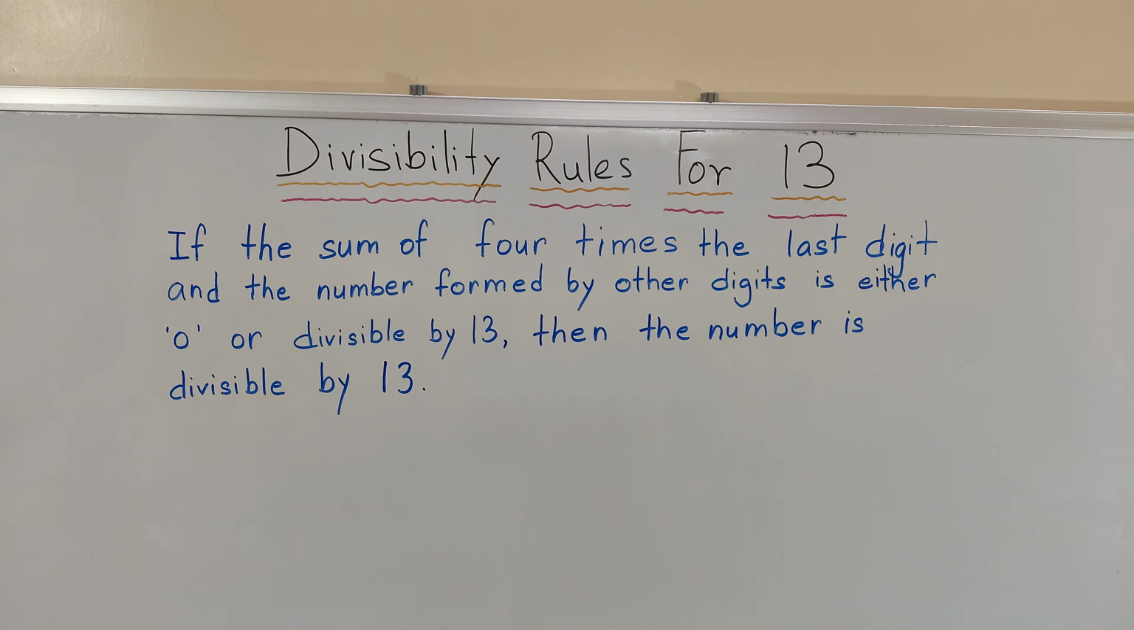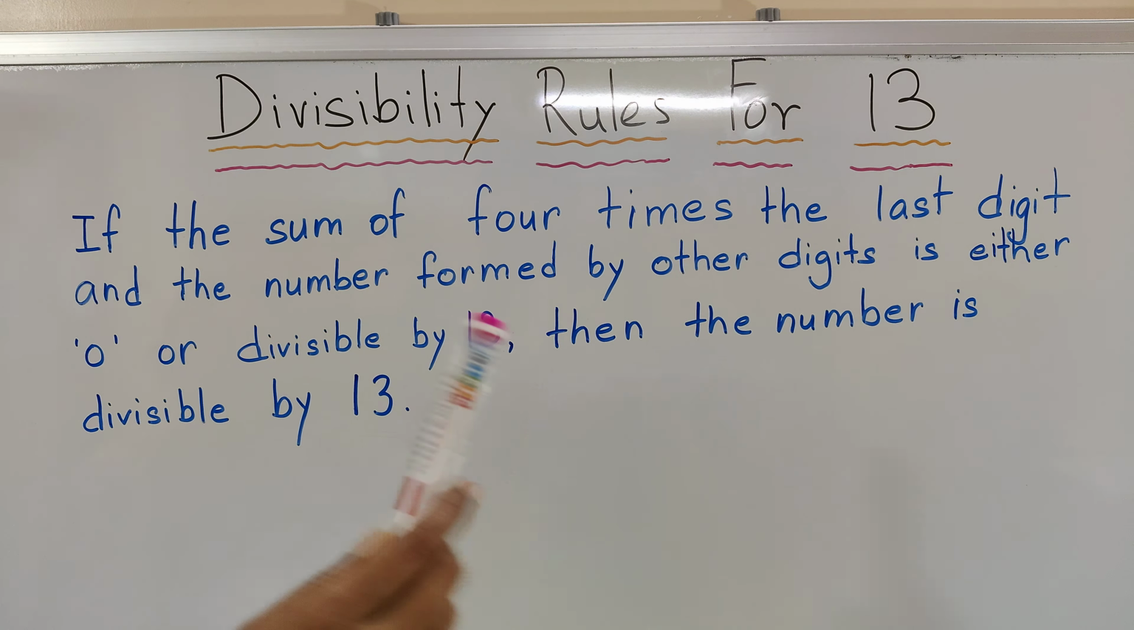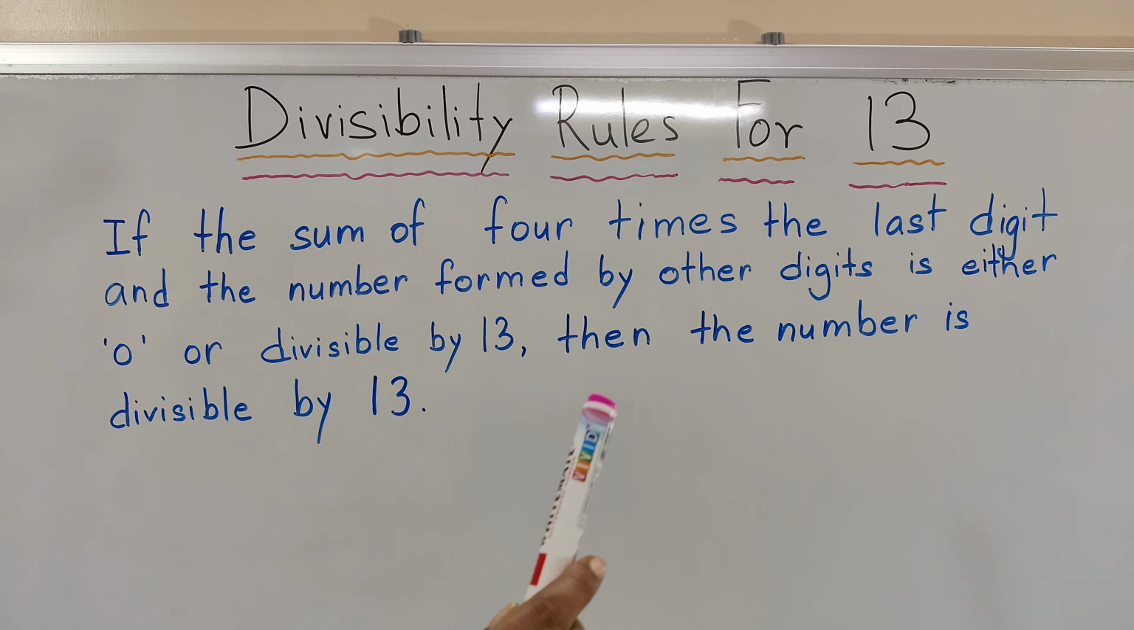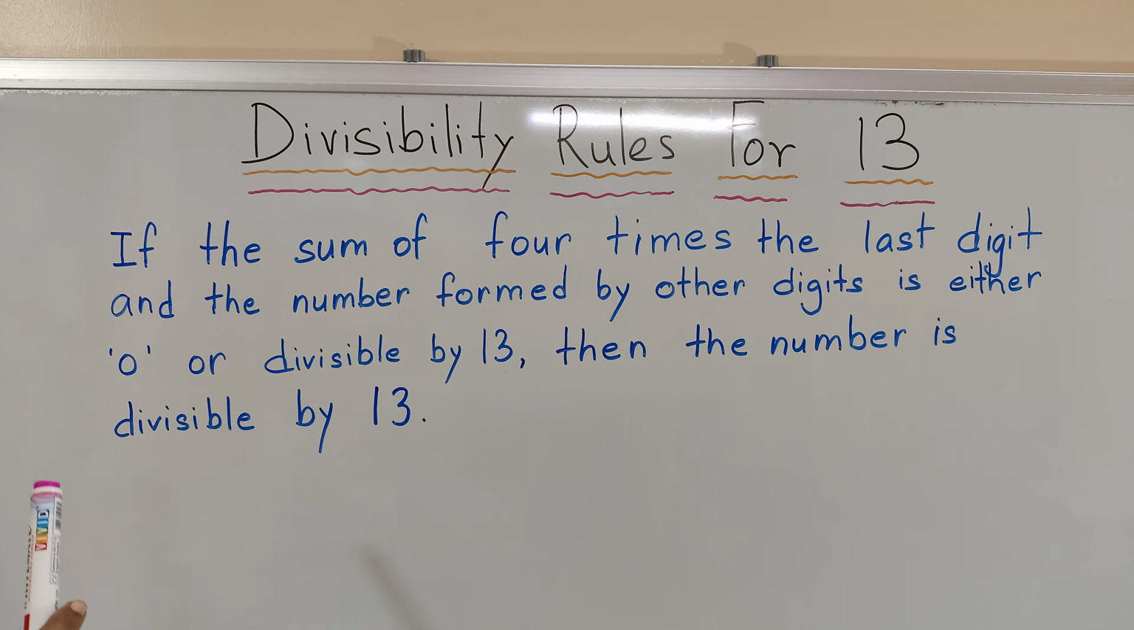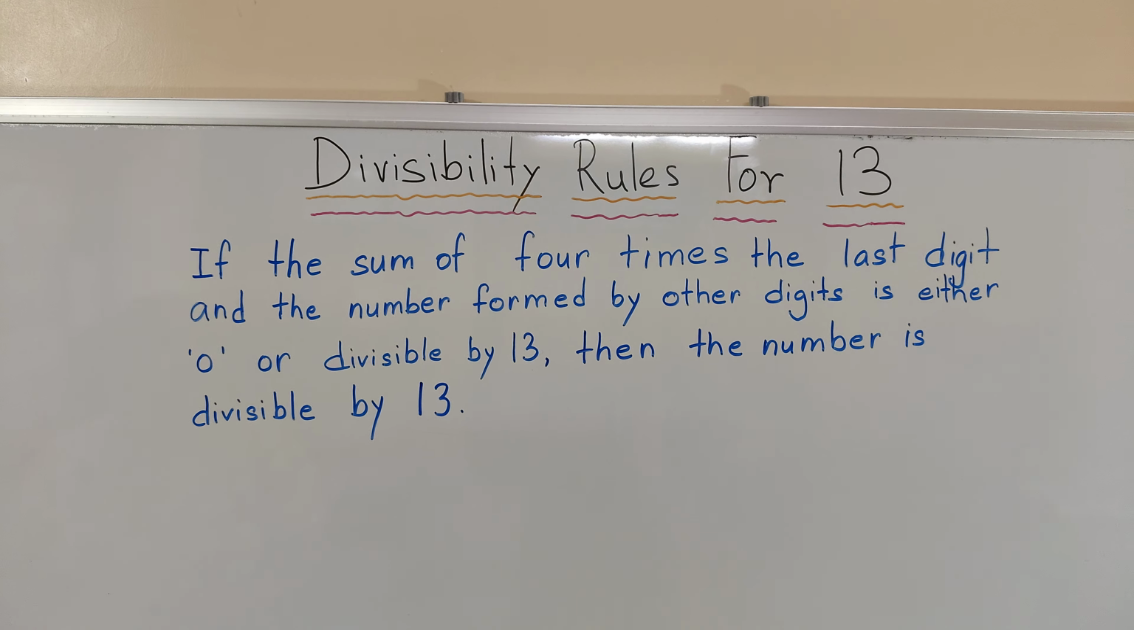Today we will learn divisibility rules for 13. If the sum of 4 times the last digit and the number formed by the other digits is either 0 or divisible by 13, then the number is divisible by 13.